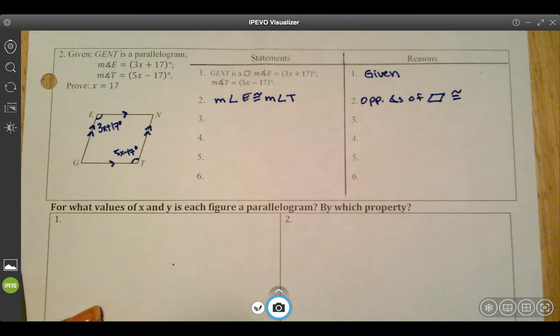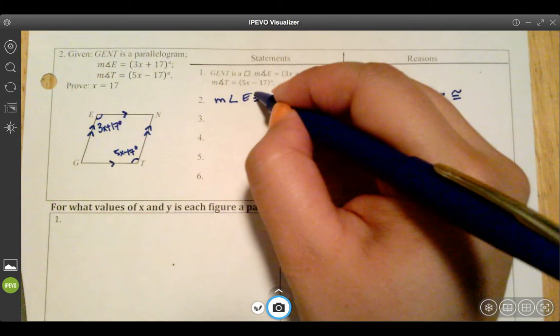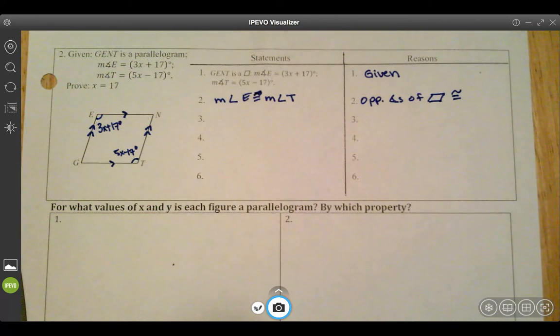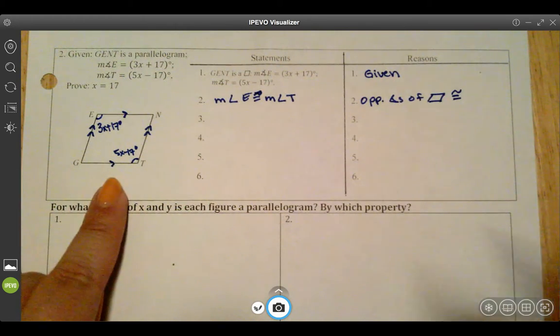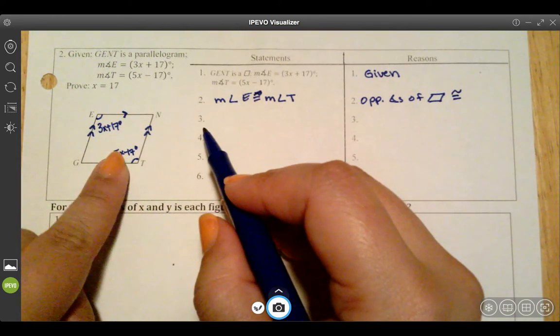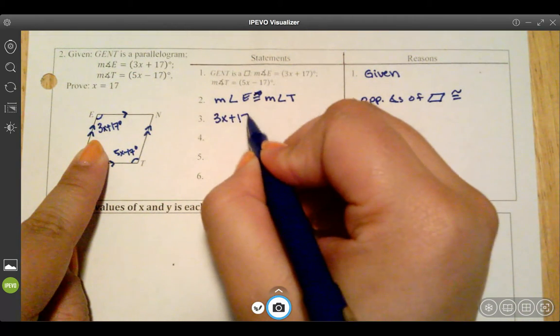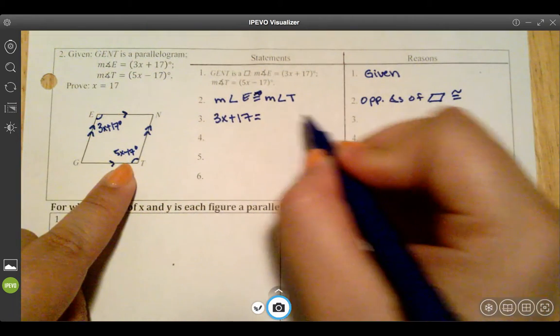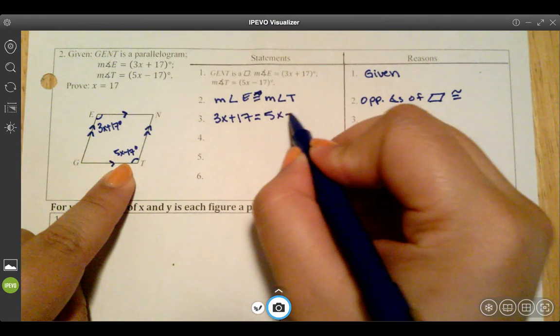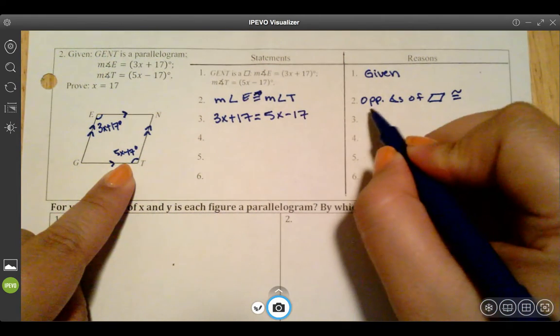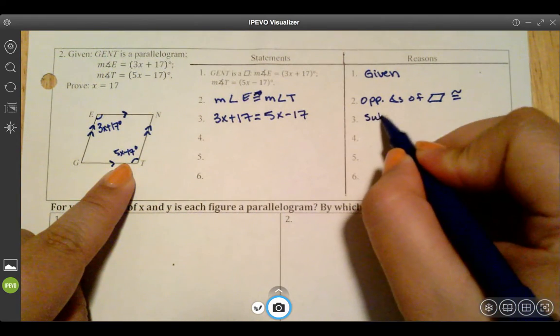If our opposite angles are congruent, then we can substitute their measures. Sorry, with the measure, we don't need the congruence. The measures are equal. So we can set these equal to each other. Angle E, 3x plus 17, equals angle T, 5x minus 17. That is by substitution.